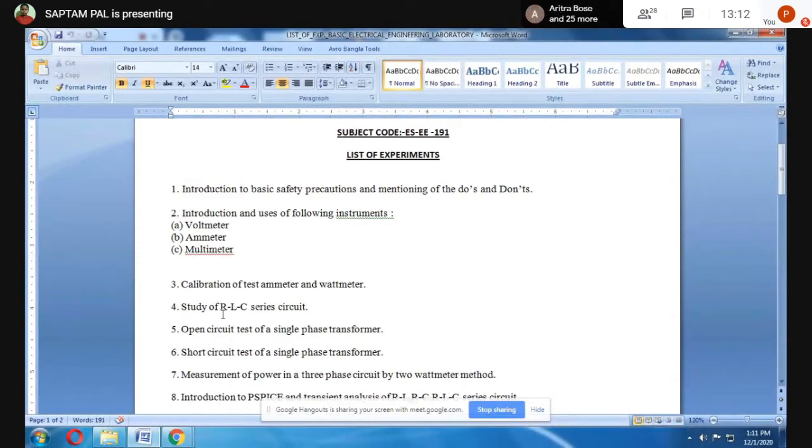Next, experiment number 5. Experiment number 5 is the open circuit test of a single phase transformer.